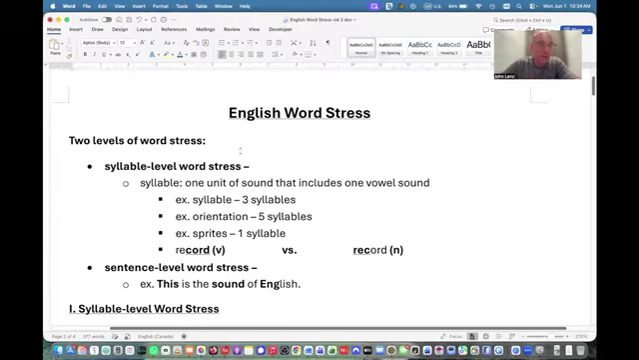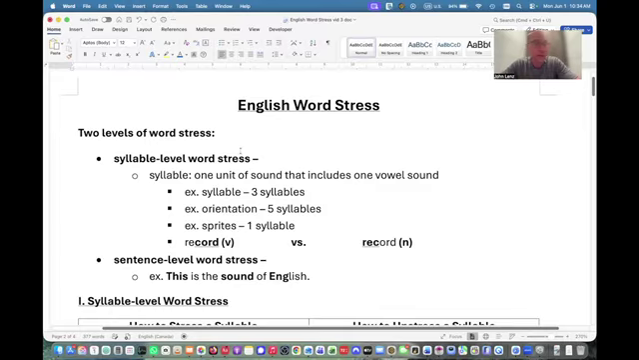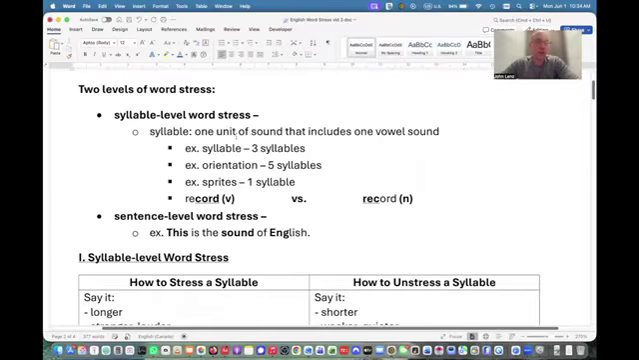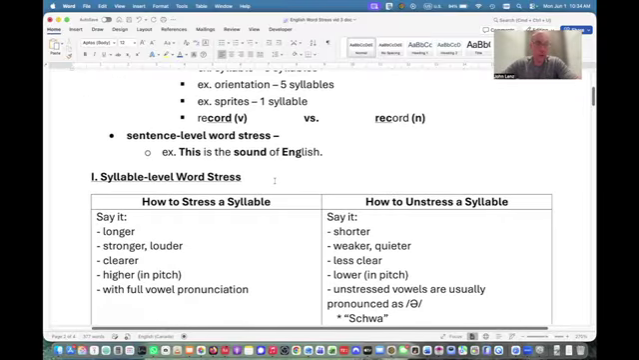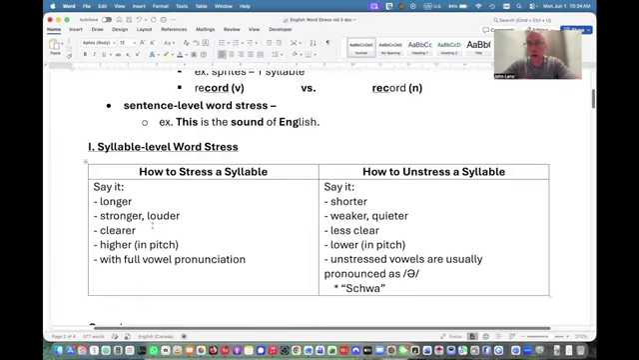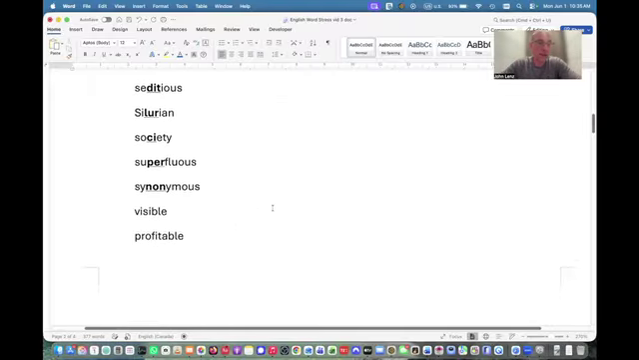In video 1, I introduced you to the concept of word stress. We looked at syllable level word stress. We talked about how we stress a syllable by saying it longer, stronger, louder, clearer, higher in pitch, with full vowel pronunciation. And then in contrast, we looked at the unstressed syllables being shorter, weaker, quieter, less clear, and surprisingly, lower in pitch. And most importantly, we talked about schwa, our good friend schwa, and how most unstressed vowels are pronounced as uh. All right, that was the foundation. Then we started applying it to different words.